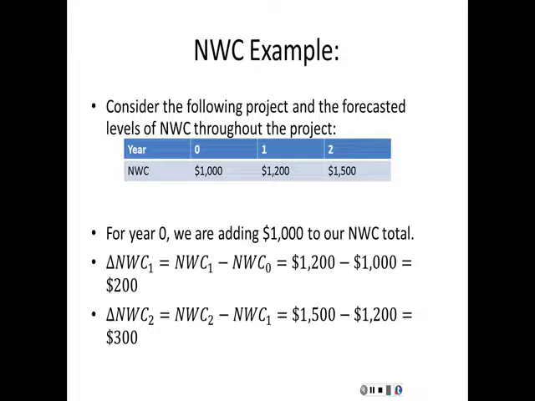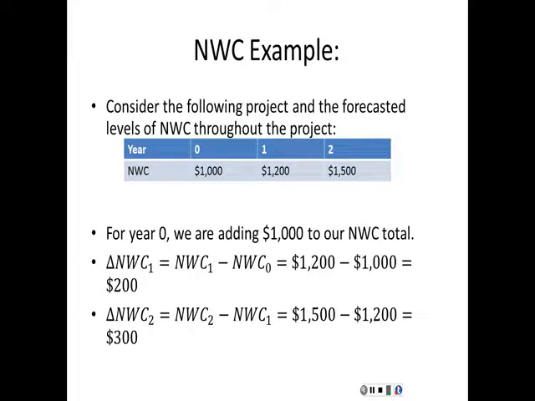So we have a 2-year project, and we have net working capital values projected for the project for the starting value and years 1 and 2. For year 0, we've simply added 1,000 to our net working capital total. Well, think about that. That's a cash outflow of $1,000. So for our cash flow at time 0, we would subtract 1,000.